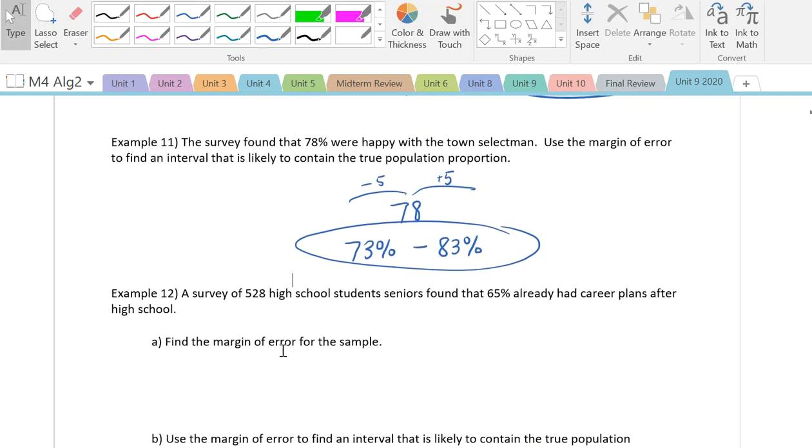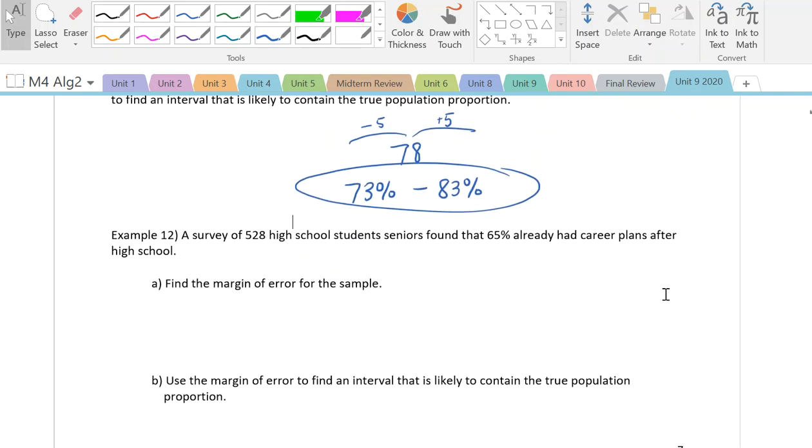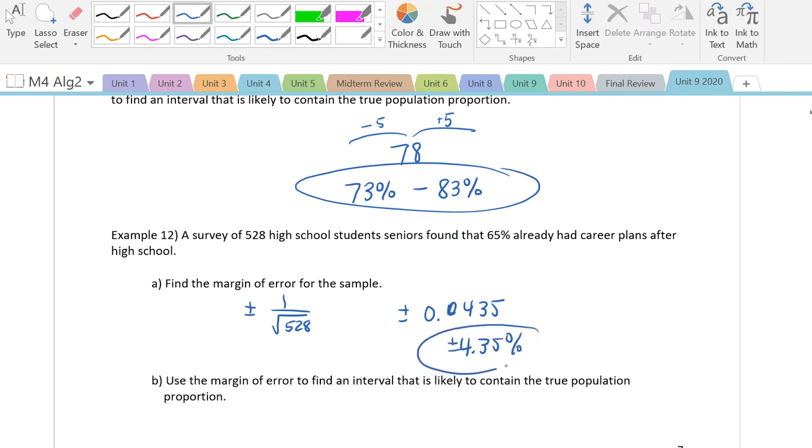A survey of 528 high school seniors found that 65% already had career plans for after high school. Find the margin of error for the sample. Well, it's going to be plus or minus 1 over the square root of 528. So that's talking about plus or minus 0.0435, or 4.35% plus or minus on that.